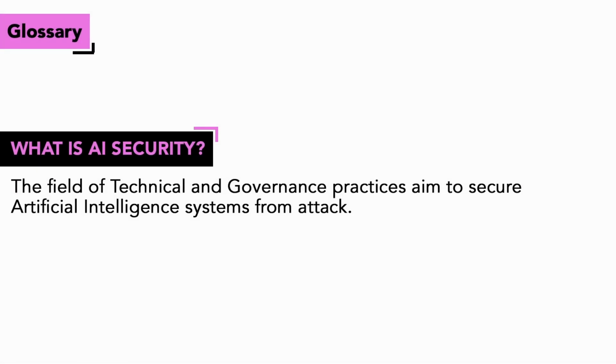However, there is the other, more overlooked side of the AI and security intersection, and that is the security of AI systems themselves. Artificial intelligence is a system that can be deceived, disrupted, or forced to disclose sensitive information. AI security is the field of technical and governance practices that aim to secure artificial intelligence systems from attack. Here's an example I like to use.